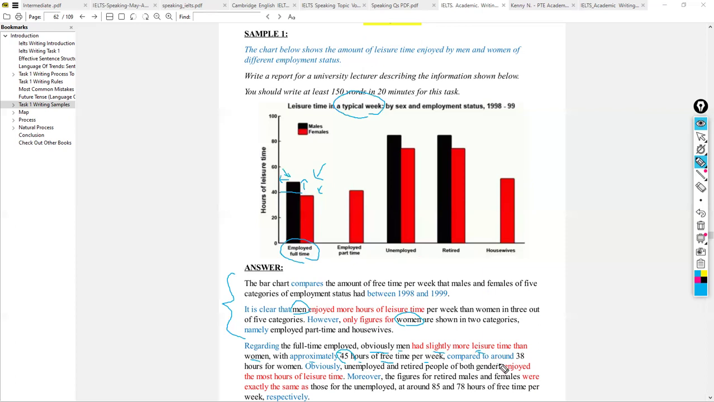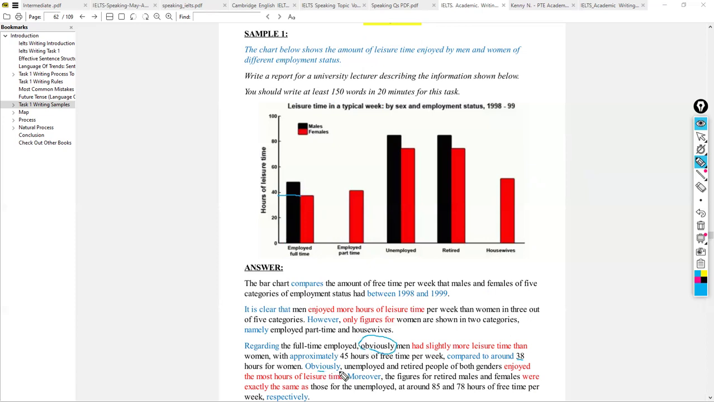Compared to around 38 hours for women. This is it. It's not exactly 40. It is 39 is correct, 38 is correct, but it is not 40, Ali. It is, as we said, 38 or 39. Okay? 39 is acceptable.